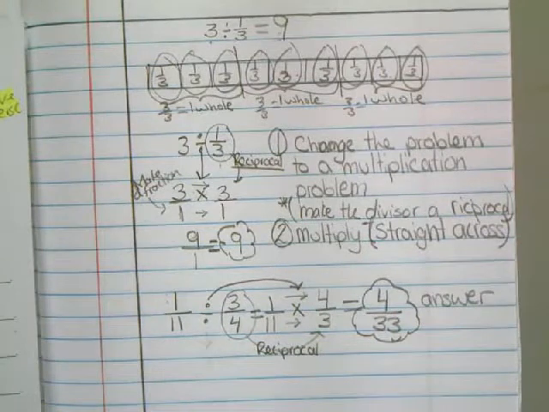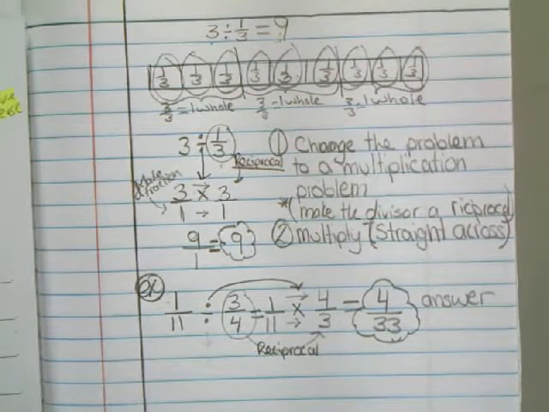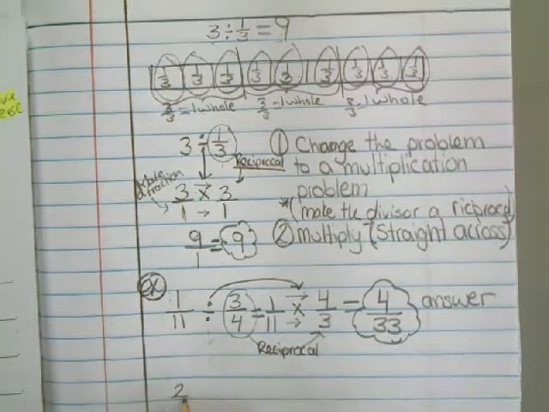Make sense? A little easier than modeling? Okay, so that's an example. Let's take a look at another example. Let's look at 2/5 divided by 3/5.